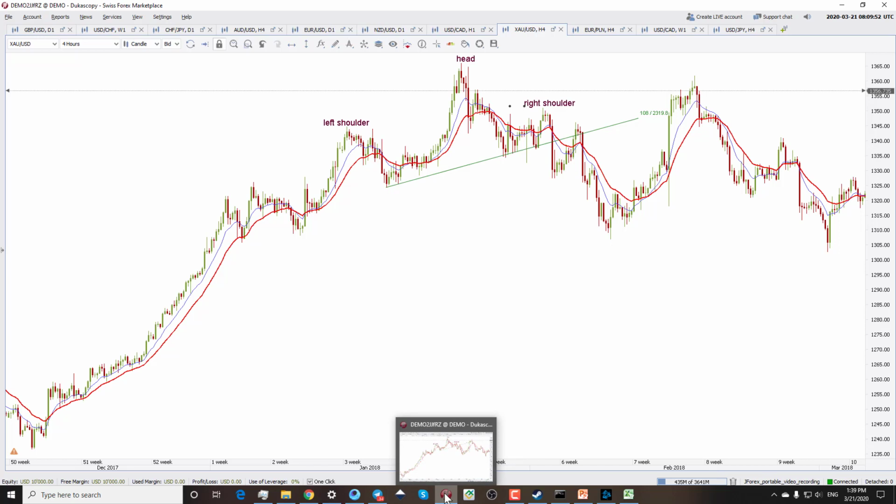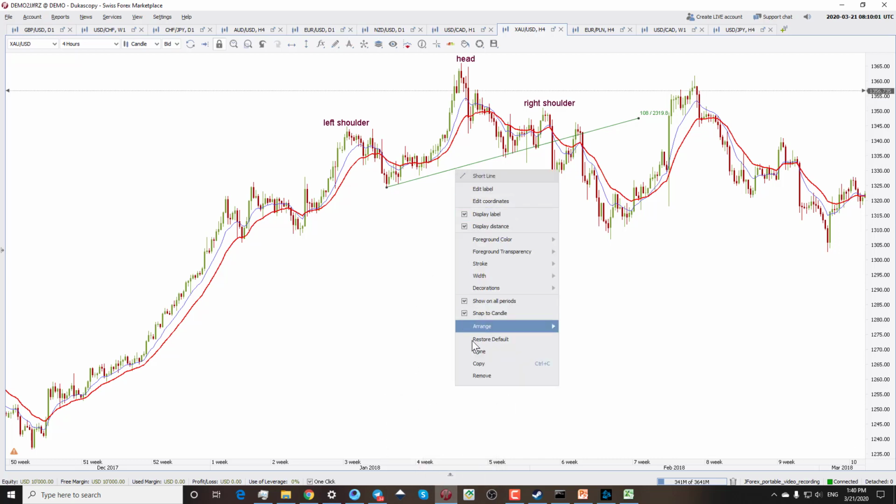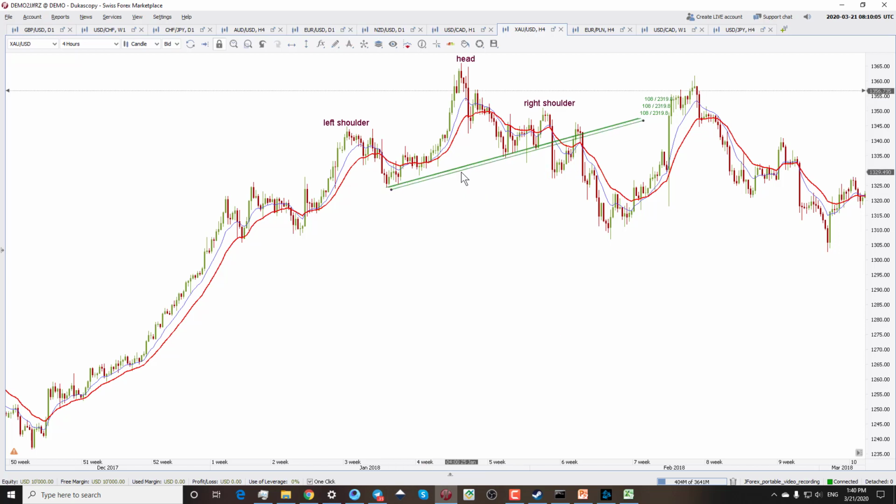And I must tell you that the lines are not exact lines, actually they are zones. If you clone it like this, the zones are formed like this. So this is essentially a zone, but for the ease of understanding, we'll keep it a line.